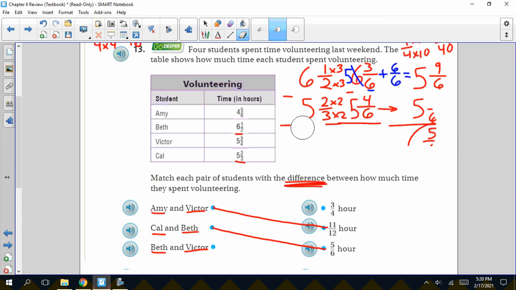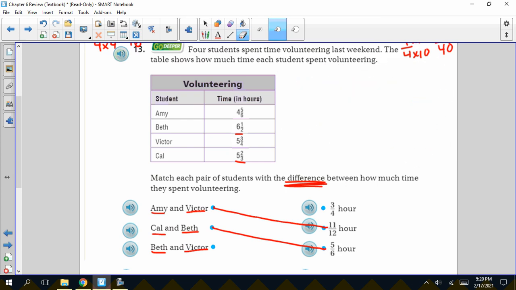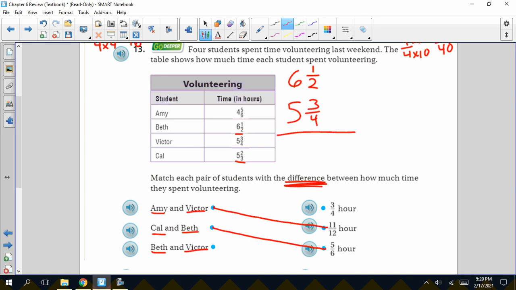We do know that this last one should work out. Beth and Victor should be 3/4. We're going to go ahead and solve anyways, just to be on the safe side here. Beth is 6 1/2. Victor is 5 3/4. Common denominator for these two is 4, so that does not change the 5 3/4 at all. 2 can turn into 4 by multiplying by 2. Do the same to the top. 6 2/4. Go ahead and subtract.